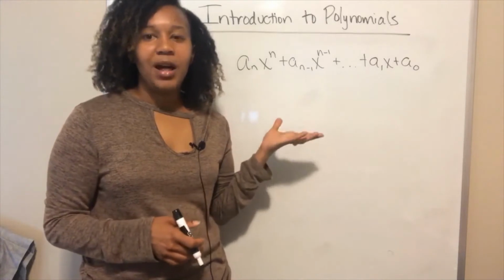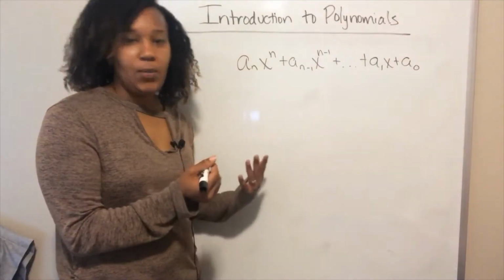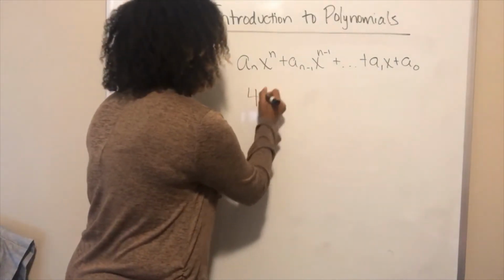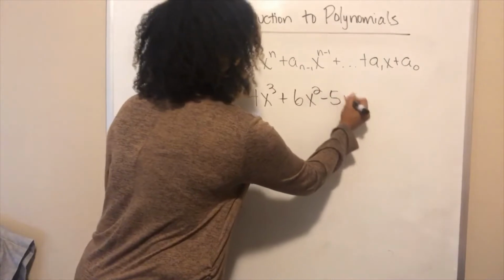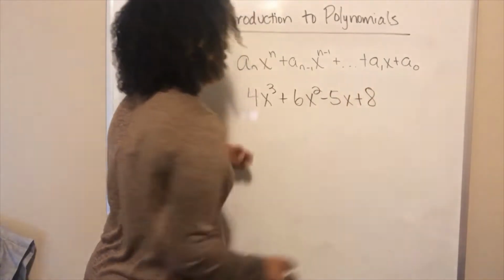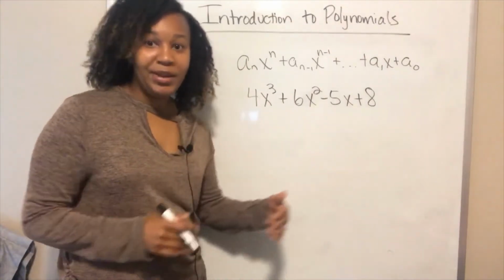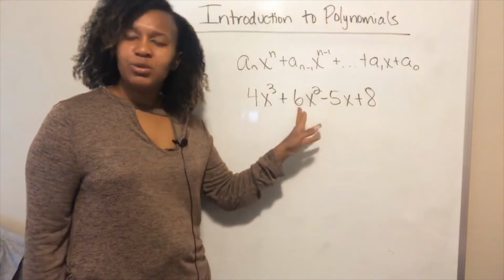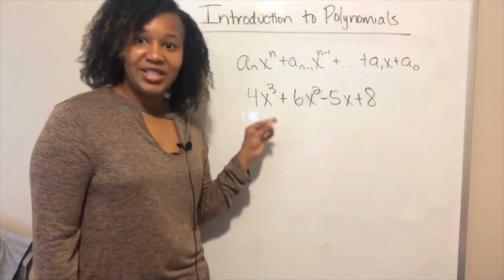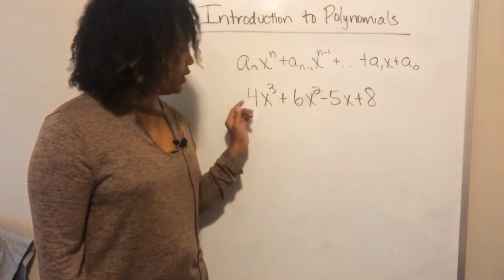So basically a polynomial is a finite sum of terms. Here's an example of a polynomial: 4x to the third plus 6x squared minus 5x plus 8. So this is an example of a polynomial. It's a finite sum. Finite means you can count how many it is. Sum means you're adding together, even though subtraction, remember, subtraction is really the same as addition. You're just adding a negative number. So you have a finite sum of terms.